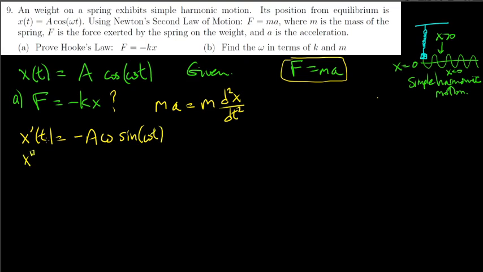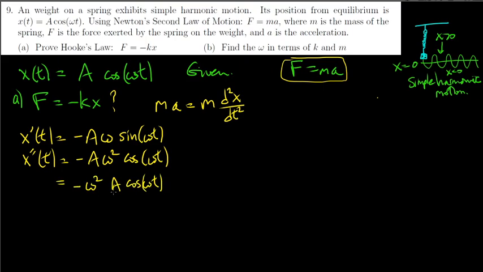And then the second derivative, let's try that again. The second derivative is just going to be negative A times omega squared, another chain rule, times cosine of omega t. And if you're clever, if you put the negative omega squared in front, you notice something interesting here. This A cosine of omega t, that's just x. So the acceleration is just negative omega squared times x.